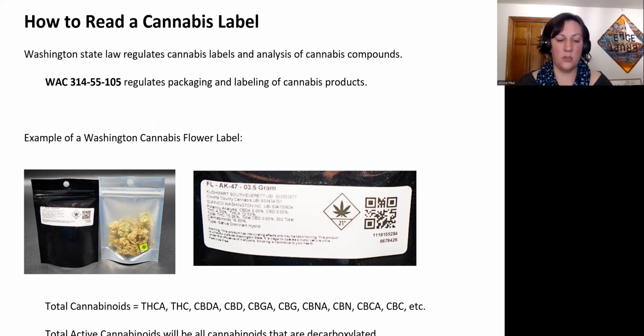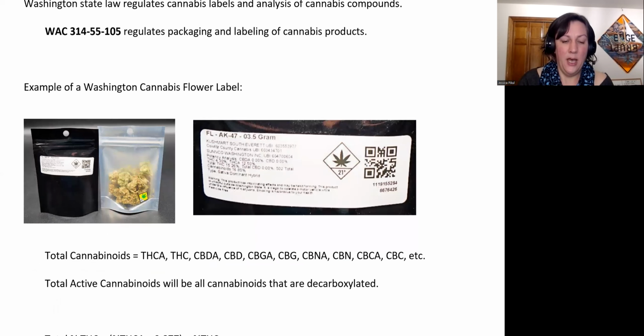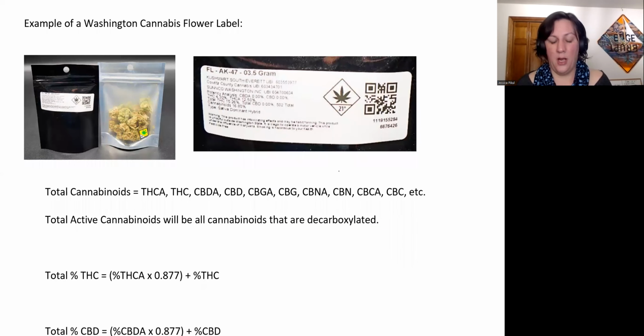And if you search up the WAC 314-55-105, you'll find all of the regulations around packaging and labeling cannabis products. There's a link to this in our optional reading if you're curious to dive into it, but it's going to control the information that's required to be on the labels that are on flower and also concentrates and edible products. So let's start with an example first of just a flower product.